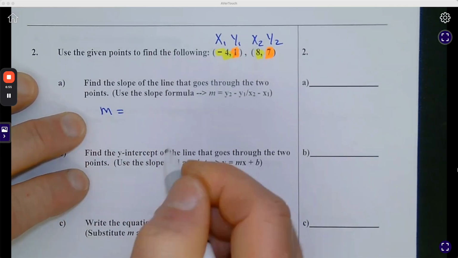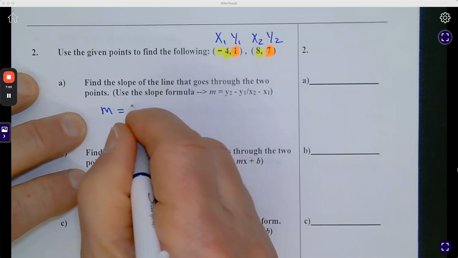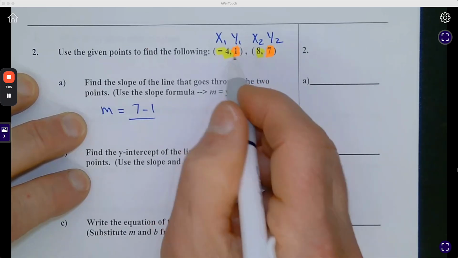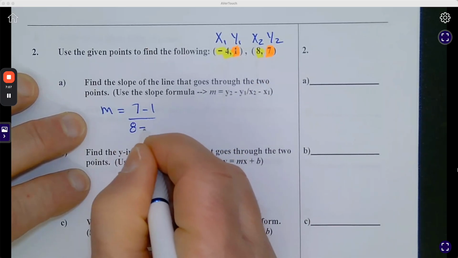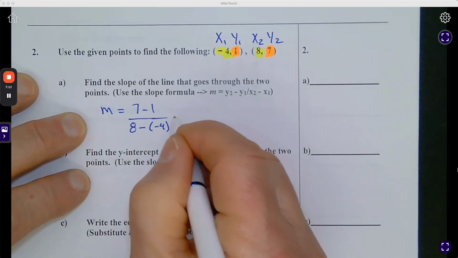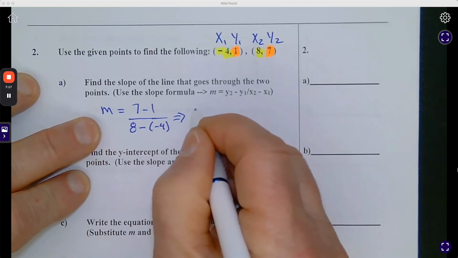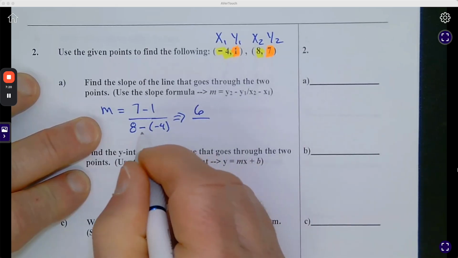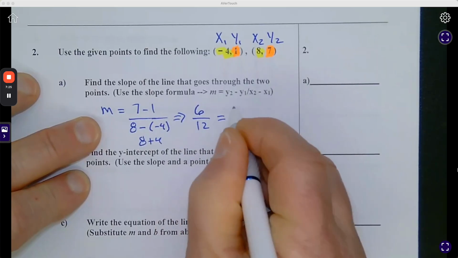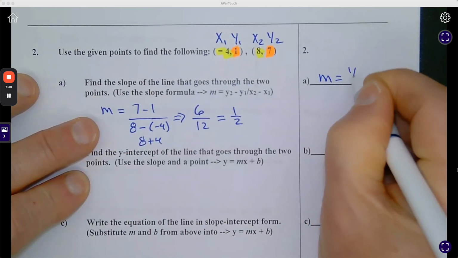All right, so m equals, I'm going to start with here's my formula, y2 minus y1, so 7 minus 1 over x2 minus x1, 8 minus, be careful here, 8 minus a negative 4. That's where most of us go wrong. Simplify the numerator, because this is a grouping symbol, so I got to simplify the top and the bottom as much as I can before I divide. And then remember that minus minus makes a plus. This fraction reduces to 1/2. Okay, so m equals 1/2.